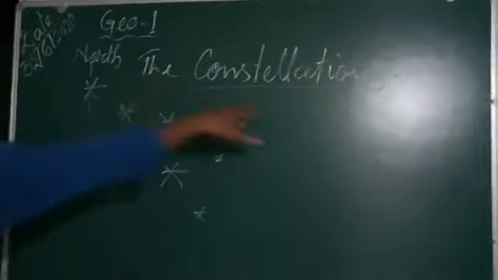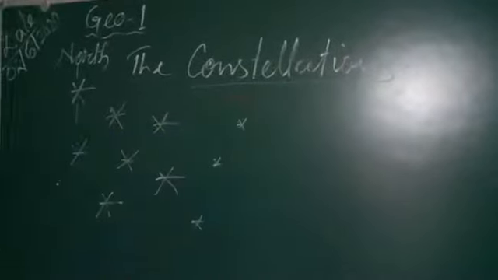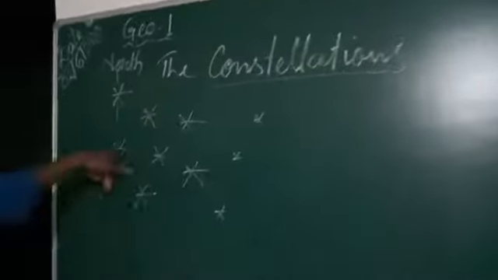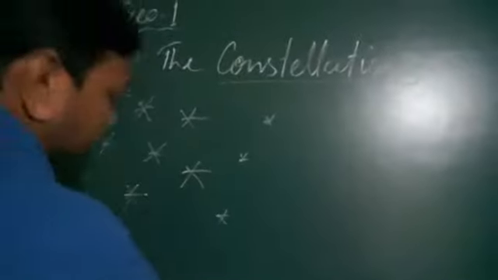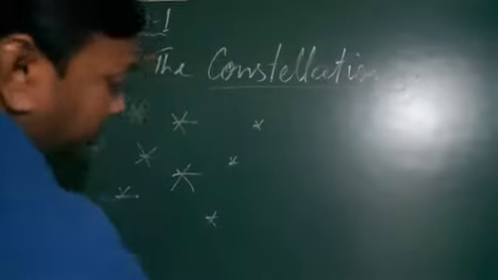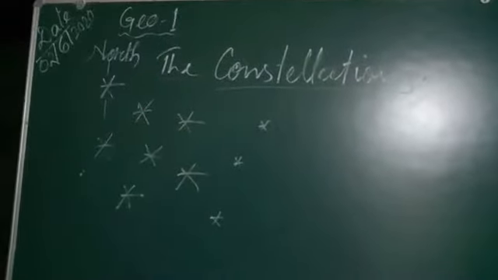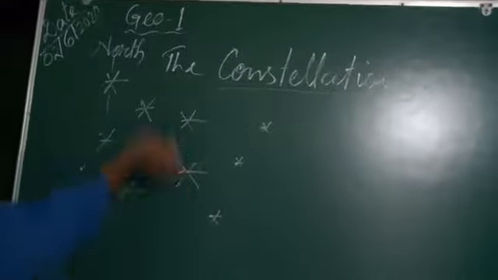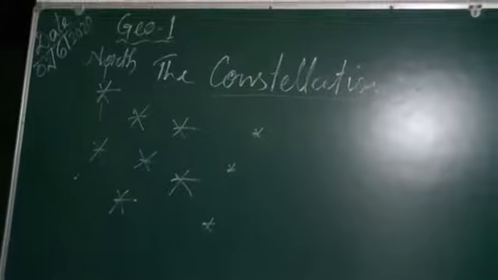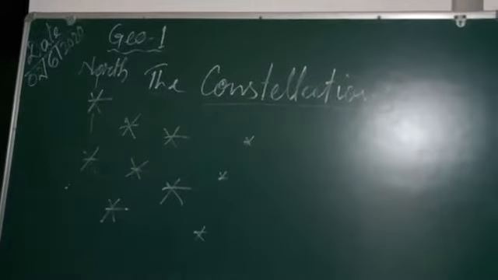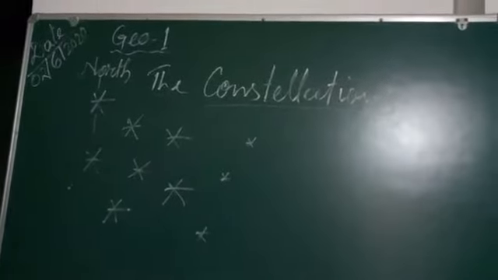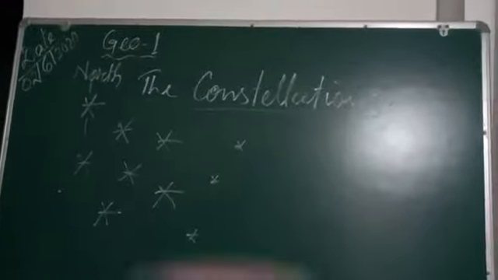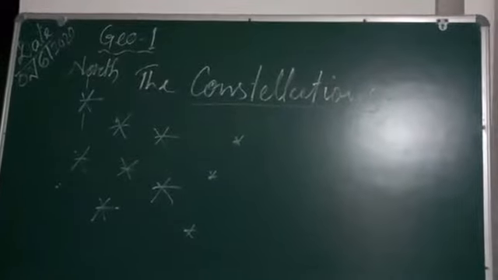Now the constellations. What are constellations? Constellations are a group of bright stars. That means when we see the sky, we see that some bright stars are together. 4, 5, 6, 7 bright stars are there. Many stars are there, but only a few are clearly visible together. In a group we see that some stars are there. So they are called constellations.